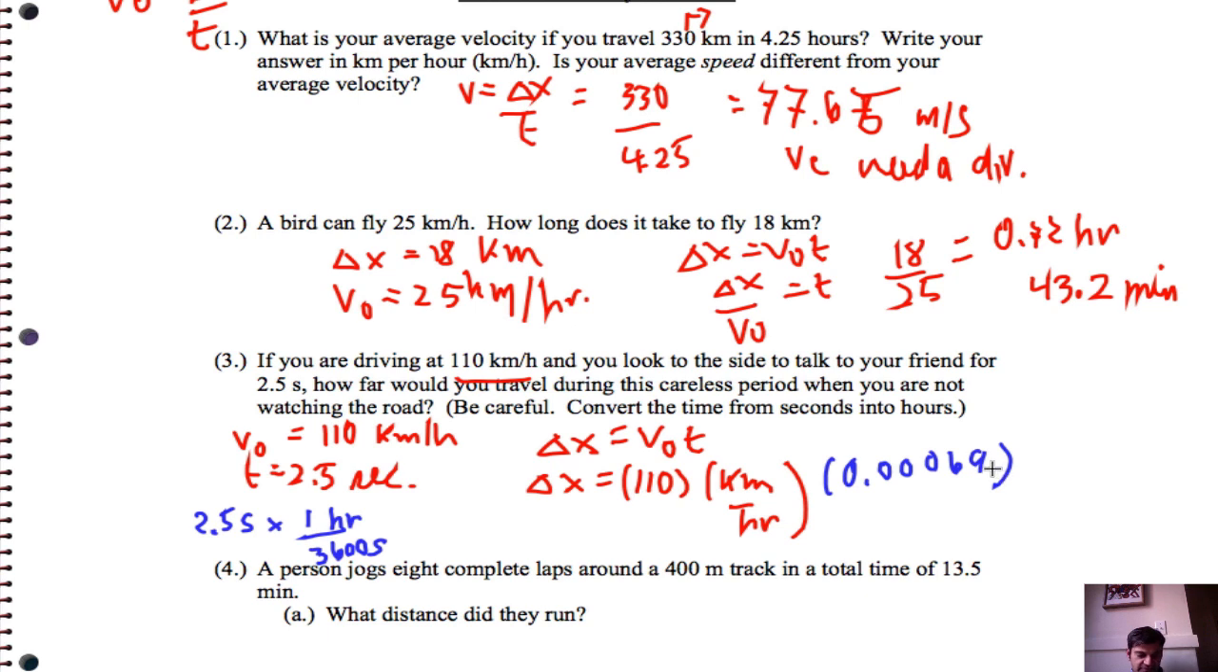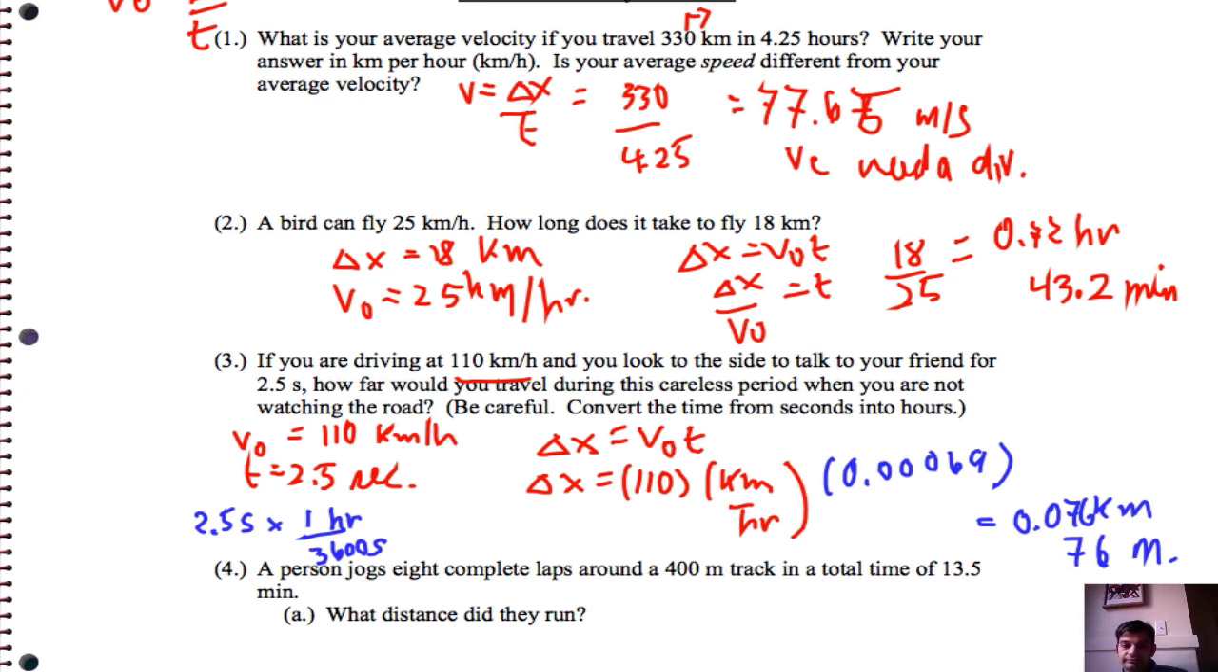0.00069 hours. It looks like we are actually moving 0.07 kilometers. But when you times that by 1,000 to get meters, it's like 0.076 kilometers. We times it by 1,000, it actually ends up being 76 meters, which is like 3/4 of a football field. And 110 kilometers an hour is a little over 65 miles an hour, like 70 miles an hour. So you're going to be careful when you're driving quickly.